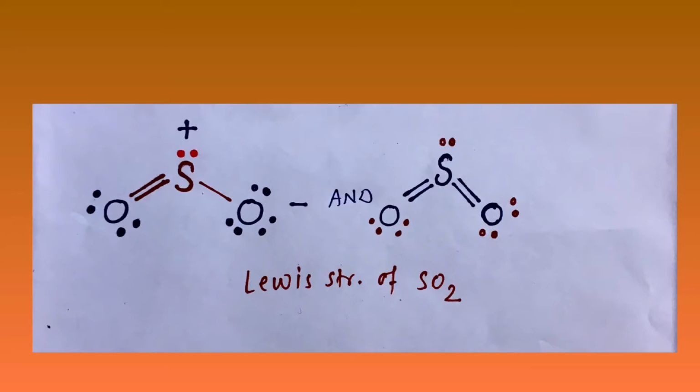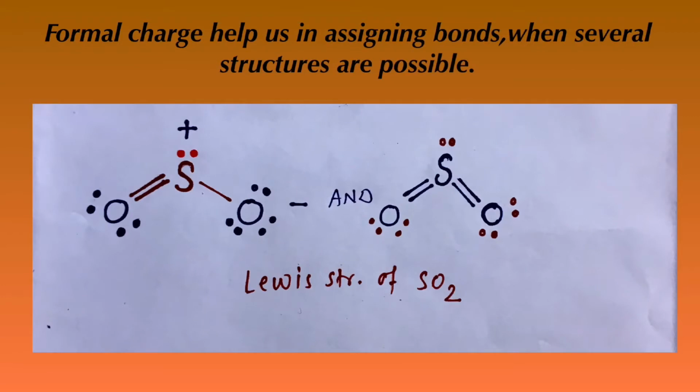Now you can observe that in the first structure there is a positive and a negative charge on the oxygen atoms, while in the second structure there is no charge on the sulfur dioxide Lewis structure. These formal charges help us in assigning the bonds between the atoms in a molecule or ion when several structures are possible, along with the stability between these two Lewis structures.